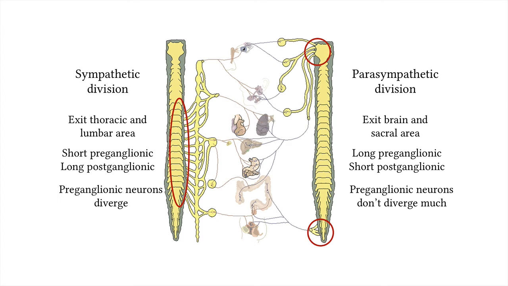Now consider the location where the preganglionic neuron cell bodies are in each division. All the cell bodies of the preganglionic neurons in both divisions are found in the central nervous system. But the sympathetic division cell bodies are in the thoracic and lumbar areas of the spinal cord, while the parasympathetic division are in the brainstem and sacral regions. Because of their locations, you can see why the sympathetic nerves are found throughout the body, while the parasympathetic nerves are in your head and trunk areas.